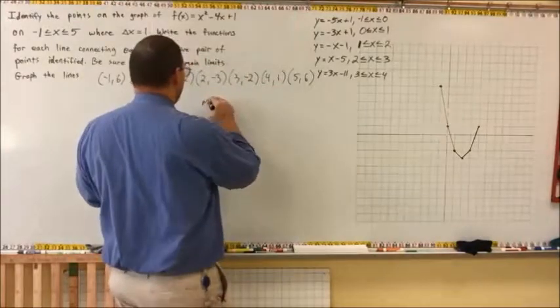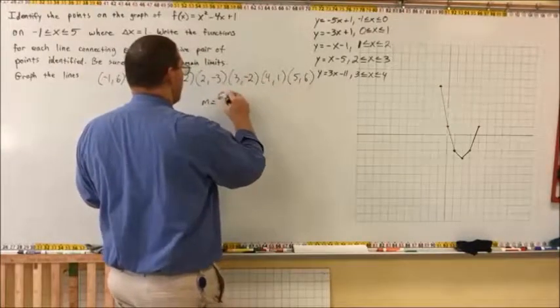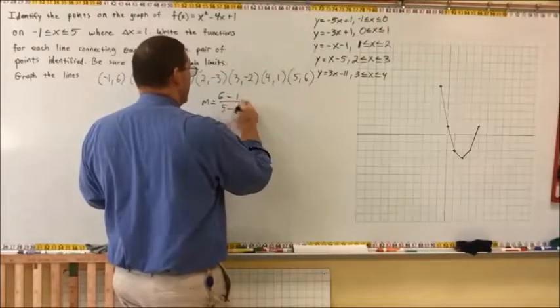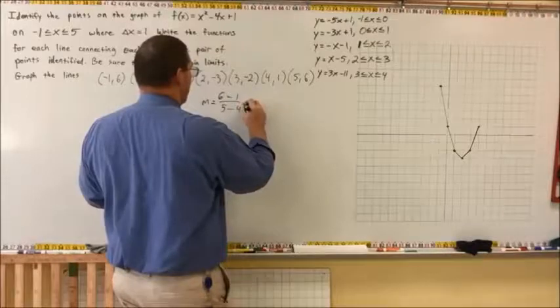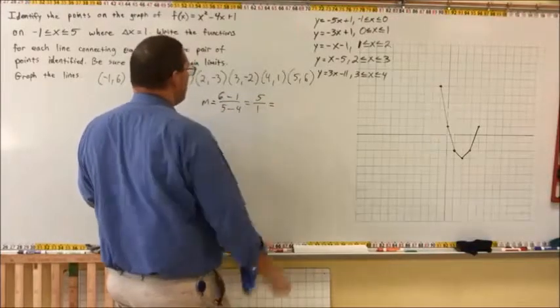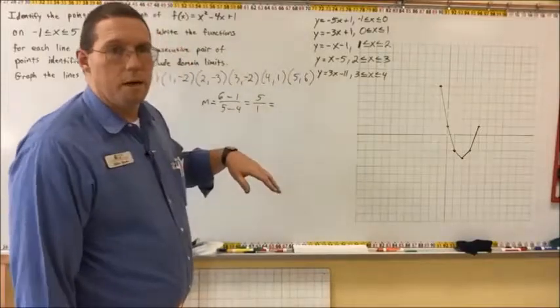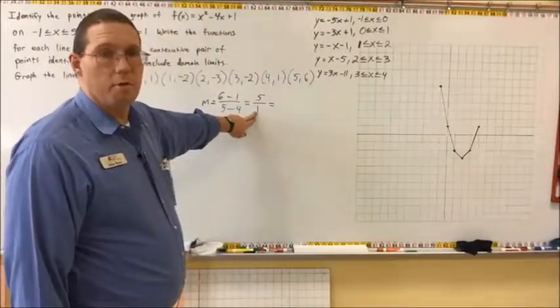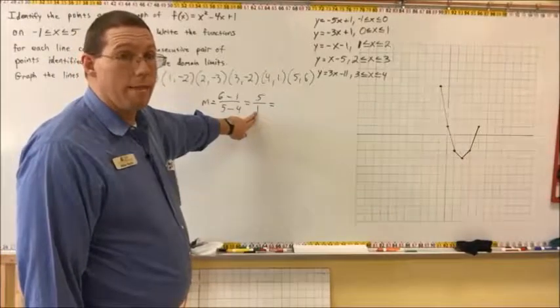So we need a slope. y2, 6, minus y1, 1, over x2, 5, minus x1, 4. 6 minus 1 is 5. 5 minus 4 is 1. Have you noticed that every single time our denominator has been 1 when we've calculated our slope? Do you know why that is?